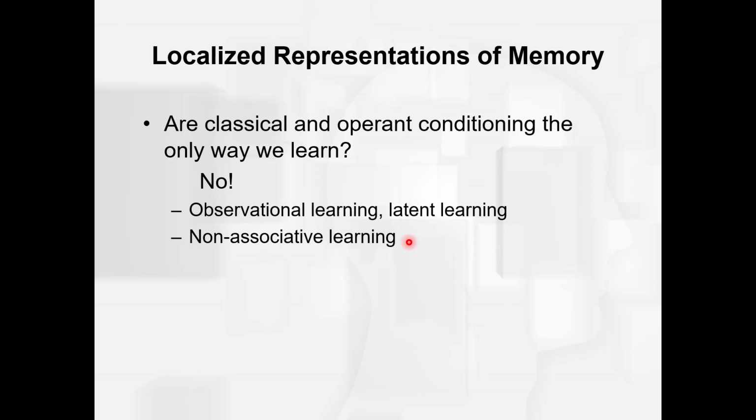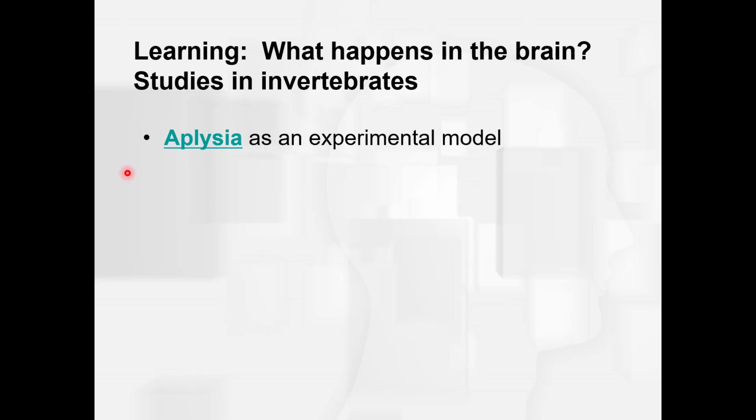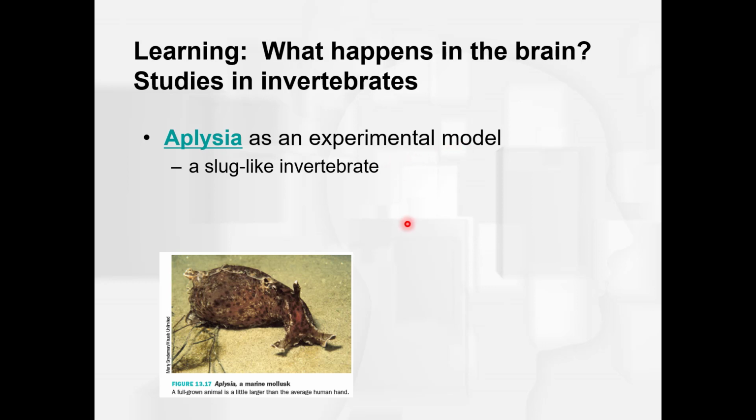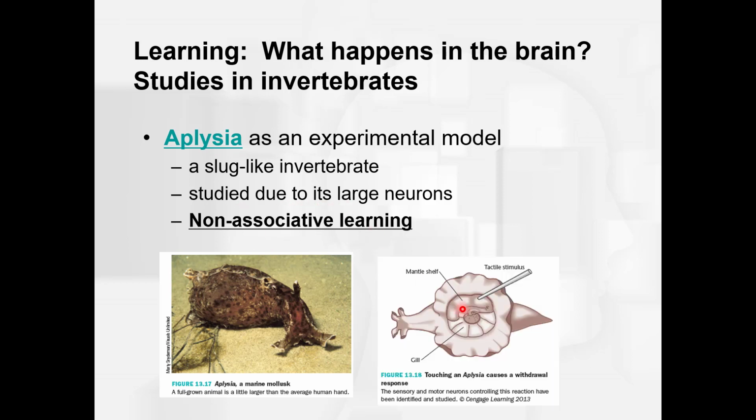To study non-associative learning, aplysia is often used as an experimental model. It is a slug-like invertebrate, shown here, and it's studied due to its large neurons. Here's a diagram showing the way that the aplysia is used to study non-associative learning. I'm not going to talk about it a whole lot because I have a separate video that I want you to watch. It talks about how the aplysia is a superstar.